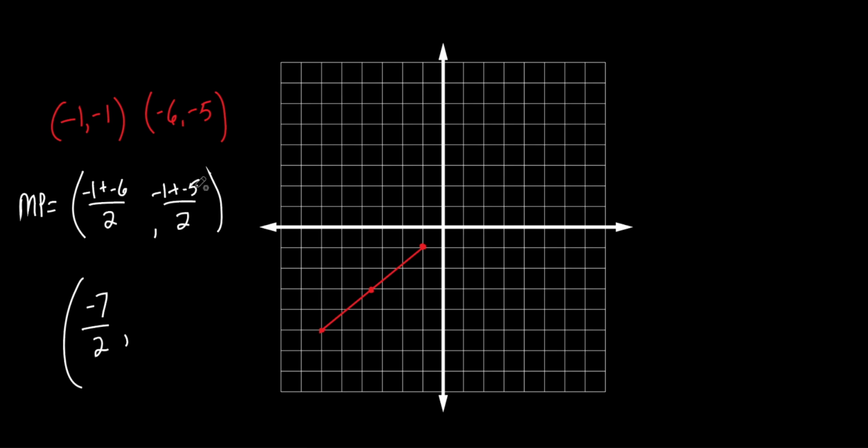What's this? -1 plus -5. That's -6 over 2, but that will simplify, won't it? This one won't. It's just -7 over 2. This one is -3. What is -7 over 2, though? -3.5. So we were pretty good. That was a pretty good guess on our part, wasn't it? That was a pretty educated guess. It wasn't like a crazy wild guess. But yeah, that's -3.5, -3.